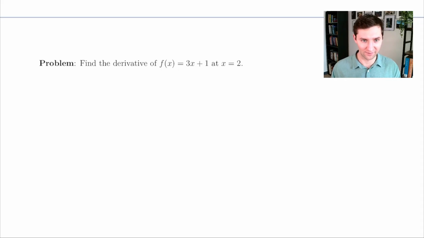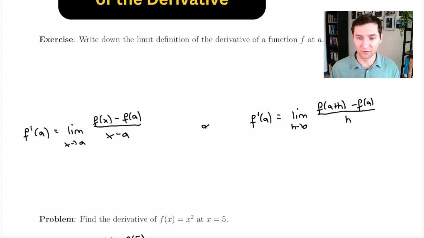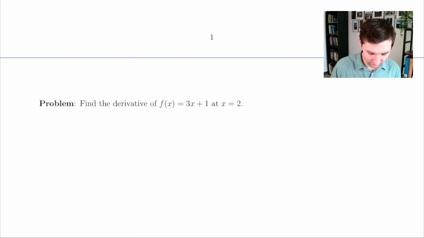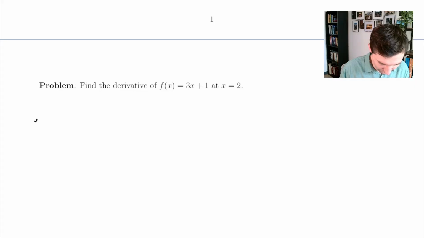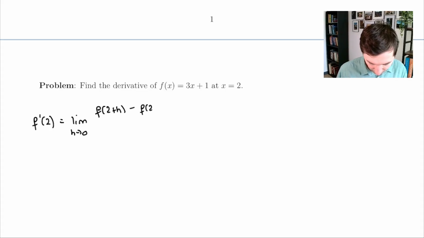I have one more problem for us. We need to find the derivative of 3x plus 1 at x equal to 2. If you would like to try this problem on your own, stop the video now. This time, I will use the second limit definition of the derivative. Because I want to compute the derivative at 2, I will replace a with 2 in my definition, and I will get f prime of 2 equals the limit as h goes to 0 of f of 2 plus h minus f of 2 divided by h.